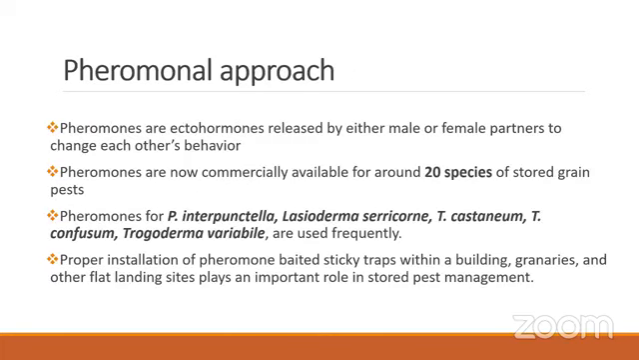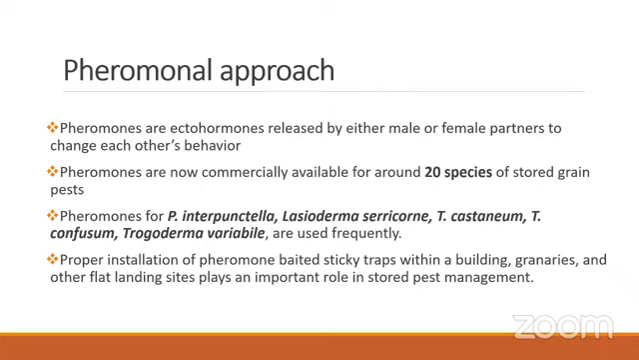The next approach which we use besides plant volatile organic compounds is the pheromonal approach. Okay, now what are pheromones? Pheromones are ectohormones released either by male or female partners to change each other's behavior. Now here by ectohormones, what do we mean?